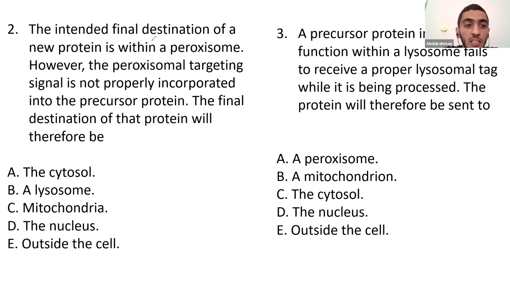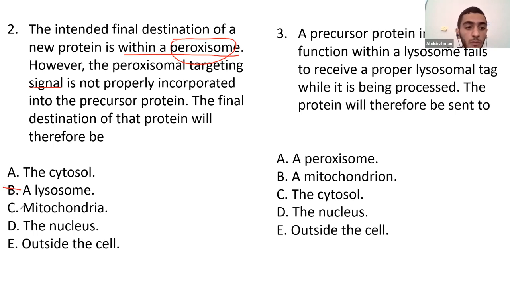Okay, so the intended final destination of a new protein is within a peroxisome. So if we say a peroxisome, does this protein need to go to the endoplasmic reticulum to be synthesized, or can it be synthesized in the cytoplasm completely? Yes, it's done in the cytoplasm. It doesn't need to go to the endoplasmic reticulum. However, the peroxisomal targeting signal is not properly incorporated. So the signal that's going to take it to the peroxisome is not functioning.